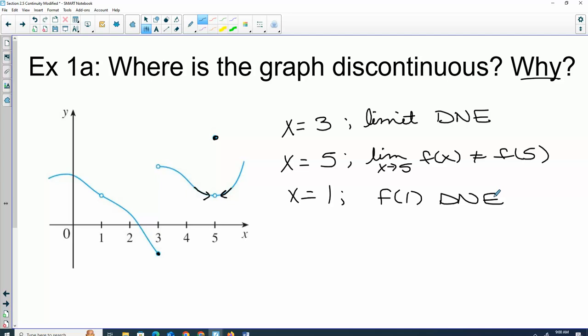So this graph showed us the 3 scenarios that cause it to be discontinuous, which rule you might be breaking. So on any of these problems, if I ask you to tell me why something isn't continuous, you have to tell me which of the 3 rules it broke.